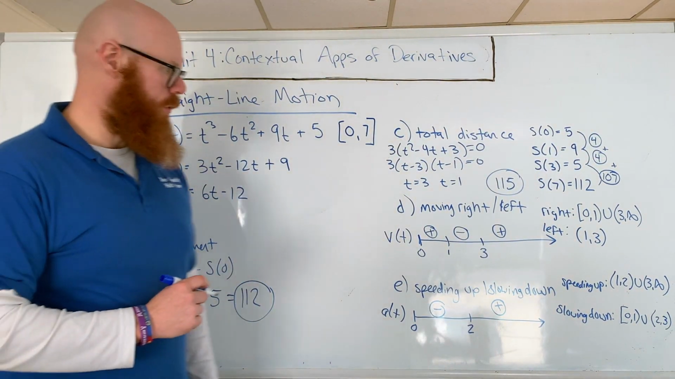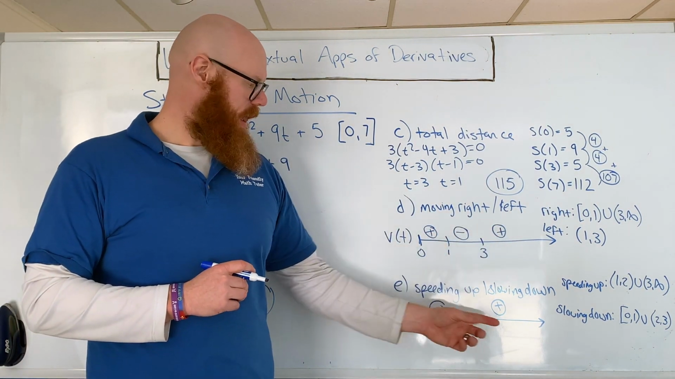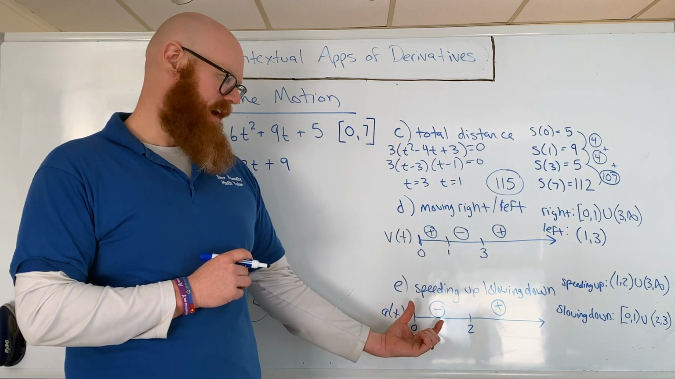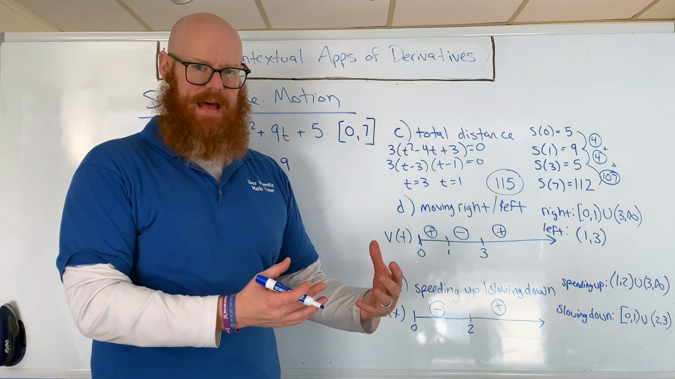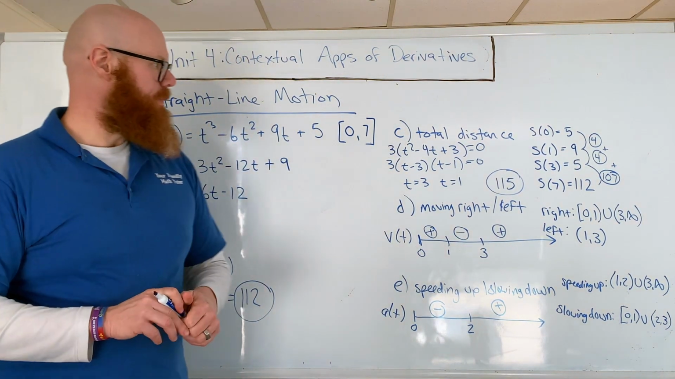So that's how we do it. Again, left, right is just the sign of velocity. Speeding up, slowing down takes into account the sign of velocity and the sign of acceleration. Sign match is speeding up, all right? Okay, let us move on.